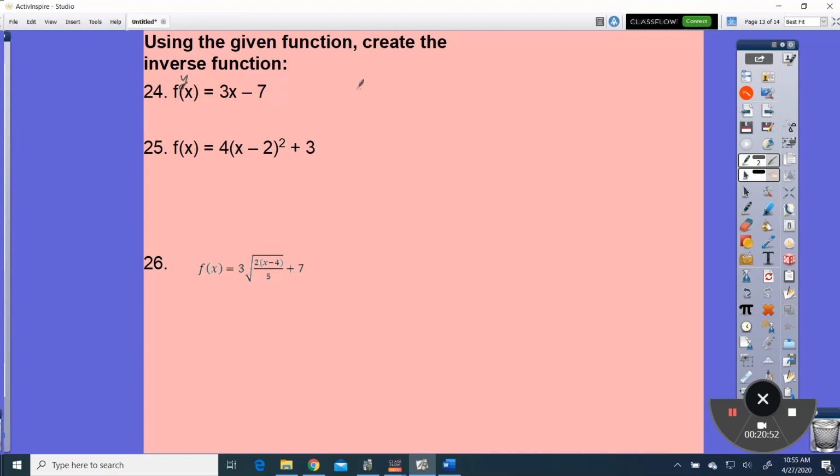So y equals 3x minus 7. So let's swap those two, x and y. So x equals 3y minus 7. So now I add the 7 to each side. So I have x plus 7 equals 3y. So now to get that y all by his lonesome, we divide everything by 3. So y equals x plus 7 over 3. Our final step really should be to change that y out to f inverse. That just means this is the inverse of f. If I were to do function composition and plug these two together, it would just give me back x. They would undo what each other are doing.